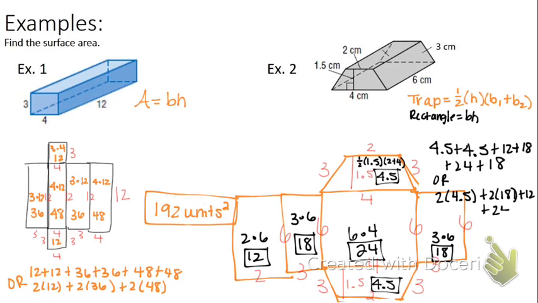Okay. So what do you get when you do 4.5 plus 4.5 plus 12 plus 18 plus 24 plus 18? Somebody confirm with Brandon. You got 81? I trust Brandon. He's pretty smart. 81 centimeters squared. You trust Brandon, Brad? Yeah, but I also type things in calculators wrong sometimes, so that's why I just want to make sure we're all on the same page.